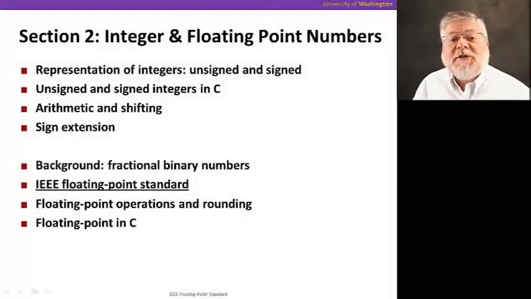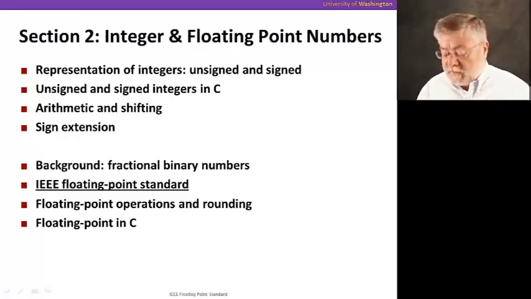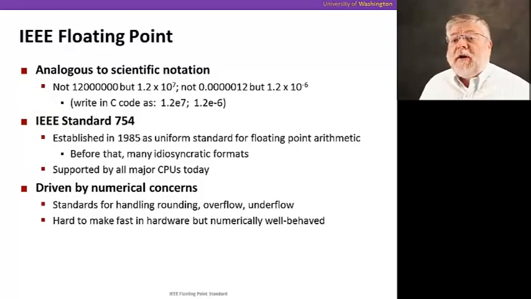All right, time to turn our attention to how we represent floating point numbers, and specifically using the IEEE standard notation for floating point numbers, which all modern computing systems use. Floating point is analogous to scientific notation. You may remember from some of your science classes that you wouldn't represent a number like 12 million with all those zeros behind it, but rather as just 1.2 times 10 to the 7th.